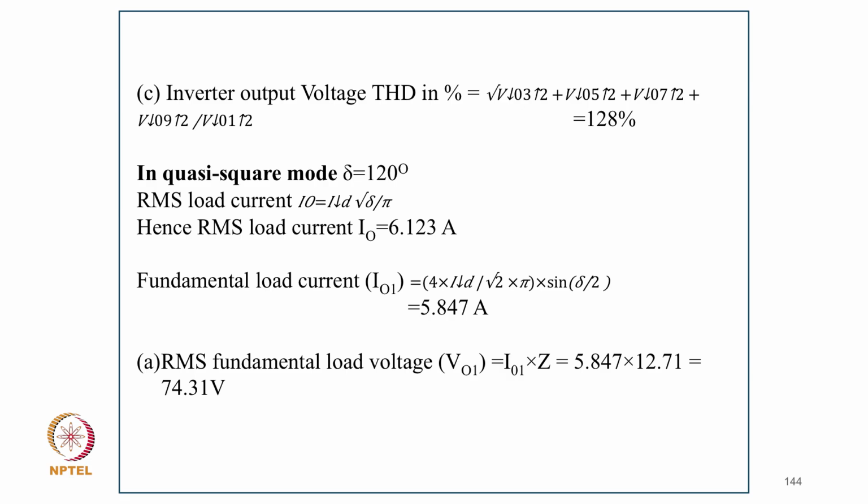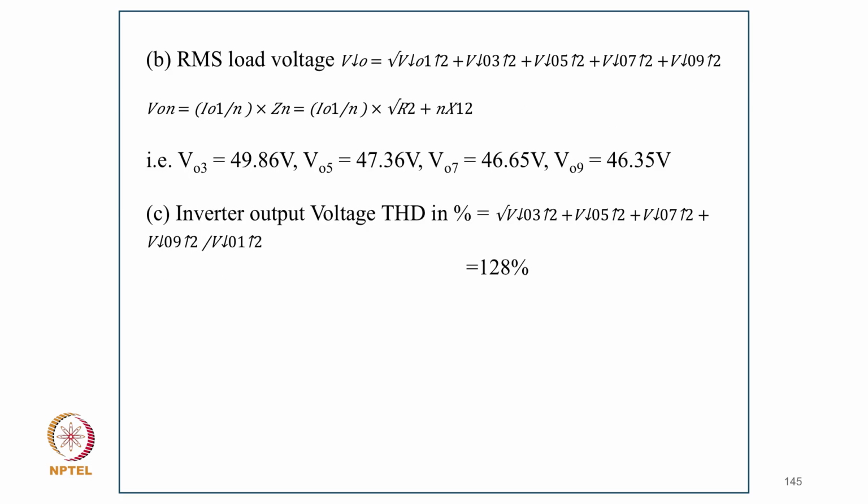So the RMS load current I equals ID under root delta by pi. So it becomes RMS load current equal to 6.12 ampere, and the fundamental load current IO1 equals 4 ID upon root 2 pi, into sin delta by 2, so it comes to 5.847 ampere. The RMS fundamental load voltage VO1 equals IO1 into Z, so putting values it comes to 74.31 volt. The RMS load voltage V equals under root of VO1 square plus VO3 square, up to the 9th harmonic.